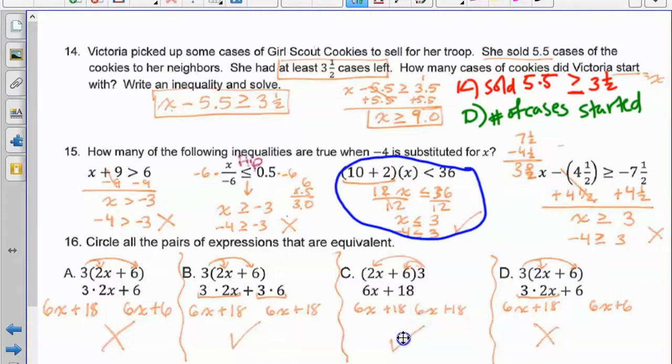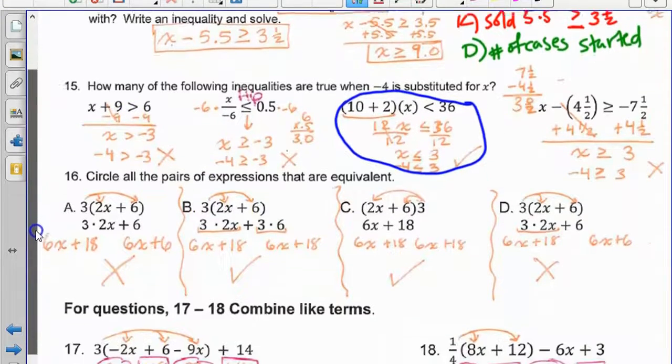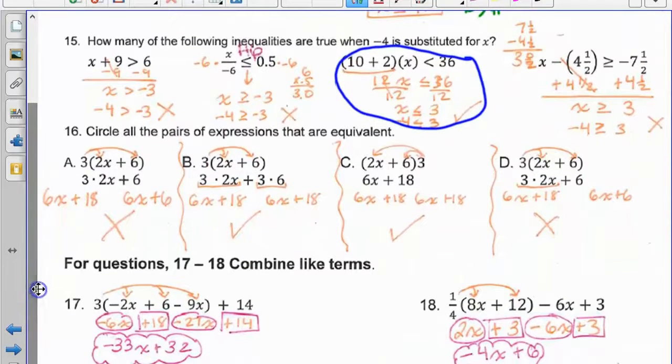Questions? Yes? So, for number 15, what two are true, the first one and the last one? Okay, let's plug in -4. If I do -4 divided by -6. I mean the third one and the last one. Okay, so this last one, did you solve it? Yes. So if I add 4.5 to a -7.5, I get +3. Is this what you got? If not, that's probably where we messed up.